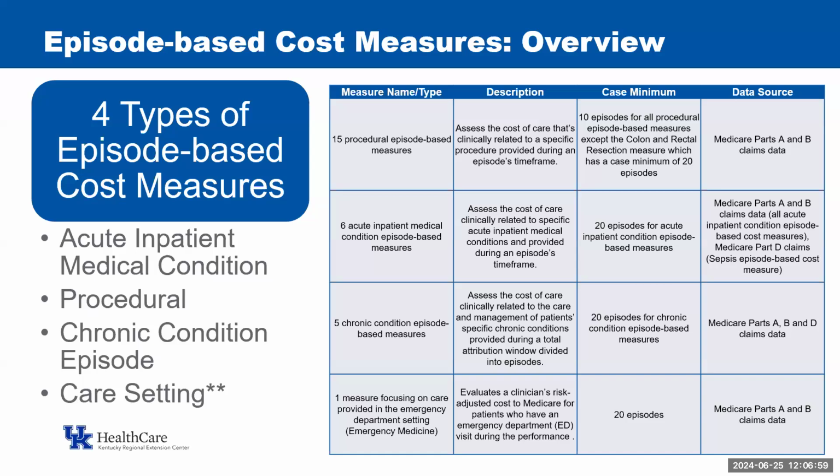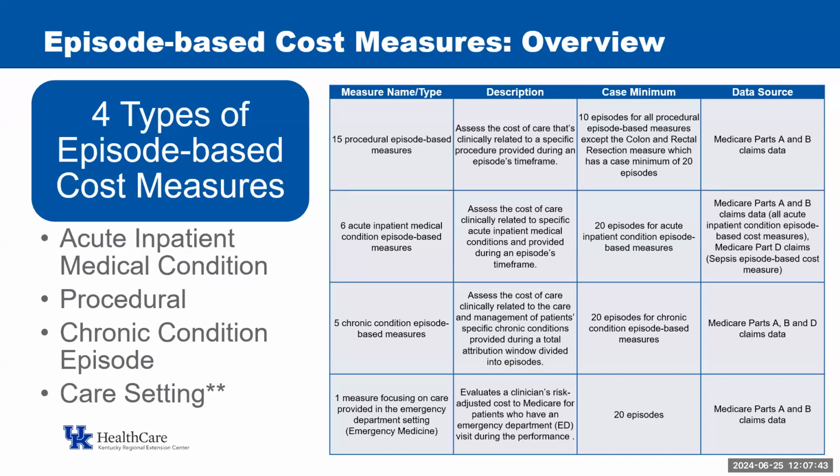The intent is to measure clinicians' resource use based only on those costs that occur as part of an attributed clinician's care management. Currently, there are 4 types of episode groups that serve as the basis for cost measures. There are 15 procedural episode groups that assess the cost of care that's clinically related to a specific procedure provided, such as surgeries, during an episode's time frame. All procedural episode measures have 10 episode case minimums, except for the colon and rectal resection measure, which has a case minimum of 20 episodes. This data is obtained by Medicare Part A and B claims.